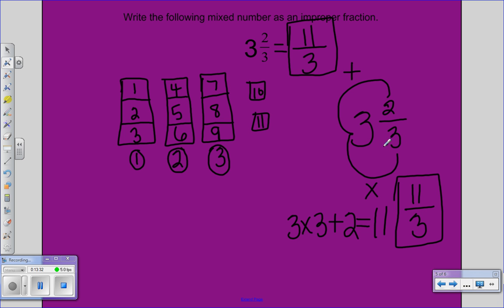And in all actuality, the popcorn method is the same as drawing it out because you're doing 3 times 3. So you have 3 wholes up here, 1, 2, 3, and each whole is divided into 3 parts. So it's 3 times your 3 plus your 2 that are left over up here. It does not matter which way you do it. You can either do the drawing or you can do the popcorn, whichever works for you.